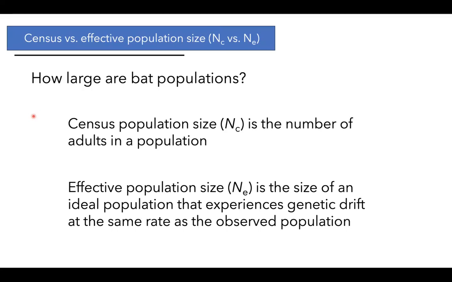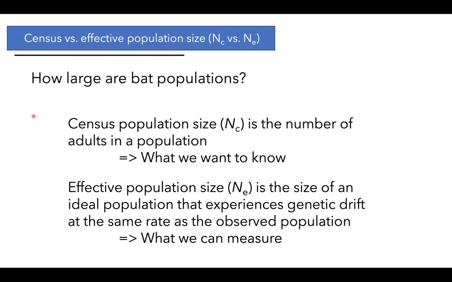I want to make the point first that census population size is generally what we want to know for conservation purposes, right? Effective population size, though, is what we can measure using genetic data. So there is this difference. However good your estimate of effective population size from genetic data is, there's always going to be this difference between what you're actually measuring and what you're trying to assess, which is the census population size. Okay, so keep that in the back of your head. But let's come back to this definition of NE.